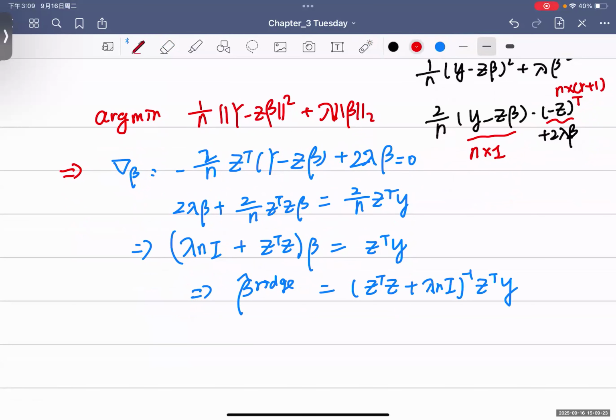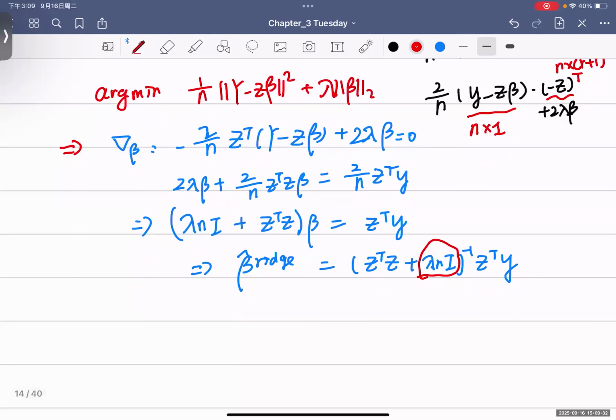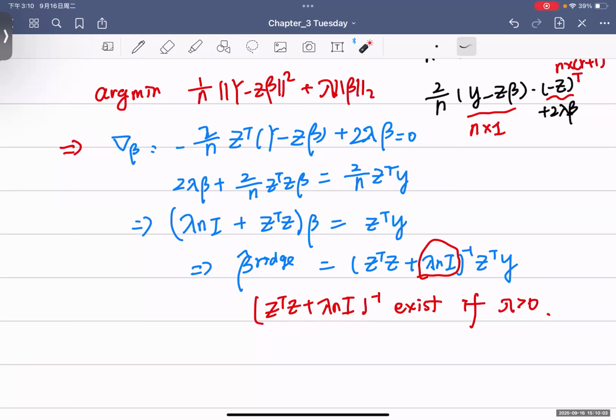The important thing is that, compared with the least square, we have an additional term, lambda n times the identity matrix. One thing you should be convinced of is that z transpose z adding lambda n I must have the inverse, as long as lambda is positive. This is because every eigenvalue of z transpose z plus lambda is shifted. All the eigenvalues of z transpose z are non-negative, either positive or zero, and if you add a positive value, everything becomes positive.